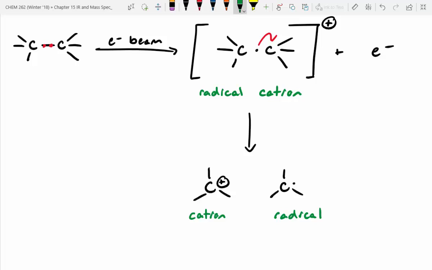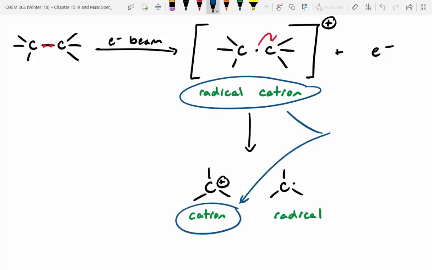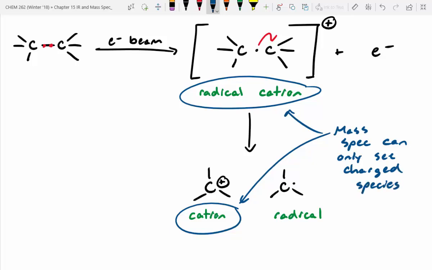The interesting thing with mass spectrometry is you can only see charged species. You can't see uncharged species. They're invisible. So mass spec can see this radical cation and this cation piece, but it can't see the radical itself. Radicals look like they should carry a charge, but we know they don't. When you actually go through and do the formal charge, it's neutral for radicals for the most part. So then the question is, well, why does mass spec only work with charged species?